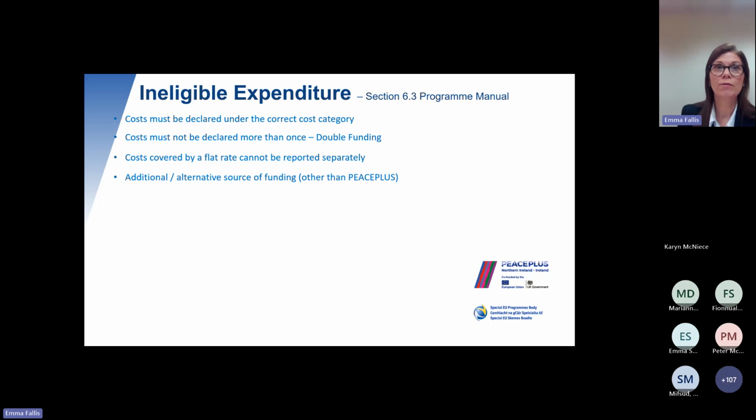Additional alternative sources of funding other than PEACEPLUS: if an item of expenditure has already been covered by another source of funding, it shouldn't be declared under the PEACEPLUS programme. Interest on debt isn't eligible. Purchase of land: an amount exceeding 10% of the total eligible expenditure would be regarded as ineligible. So there's a limit set by the regulations if you had to purchase some land, and that relates to the total project costs.